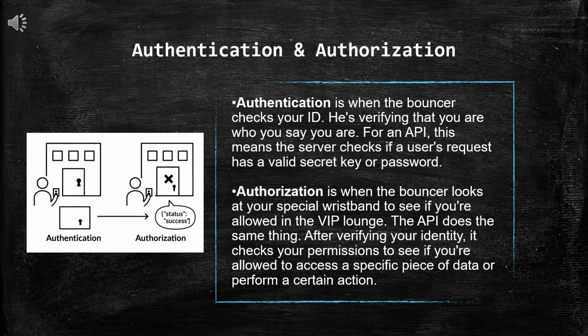Authorization is when the bouncer looks at your special wristband to see if you're allowed in the VIP lounge. An API does the same thing. After verifying your identity, it checks your permissions to see if you're allowed to access a specific piece of data or perform a certain action.